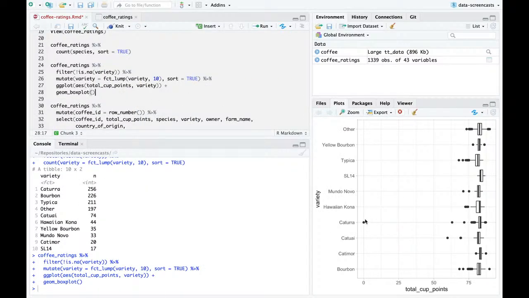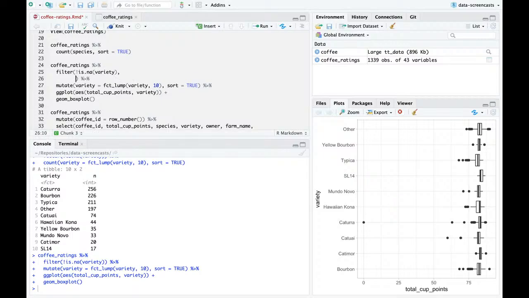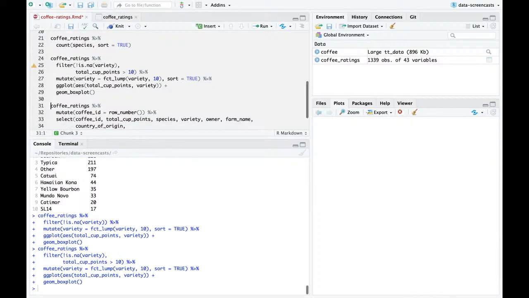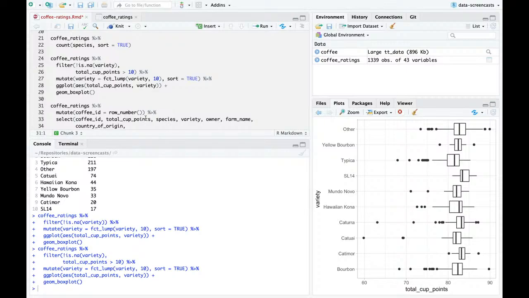So one thing we see is there is an outlier here, one total cup points of 0. So I'm actually going to say total cup points greater than, I don't know, 10. Try and get rid of that. It's a little bit better now. Now there's probably still a lot of skew here.